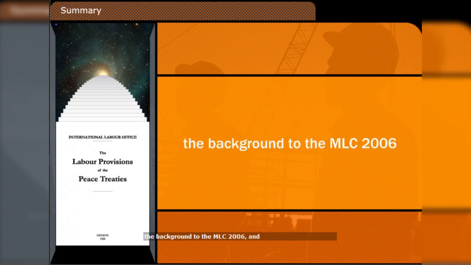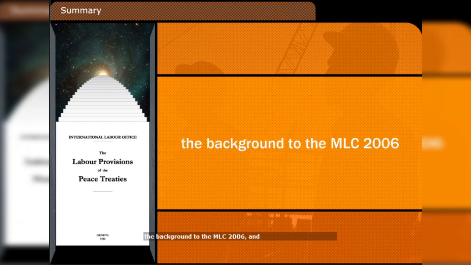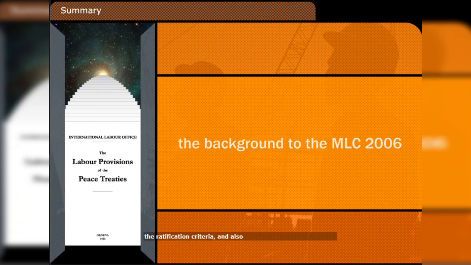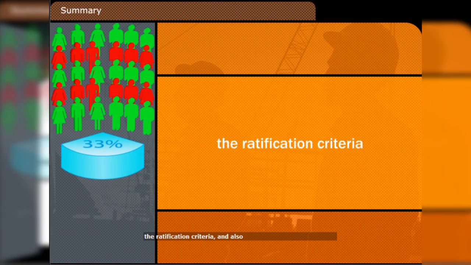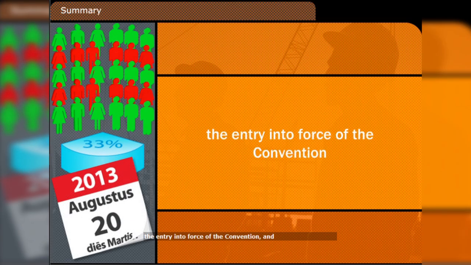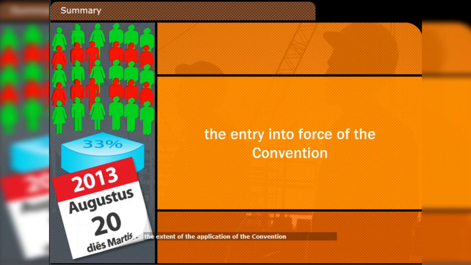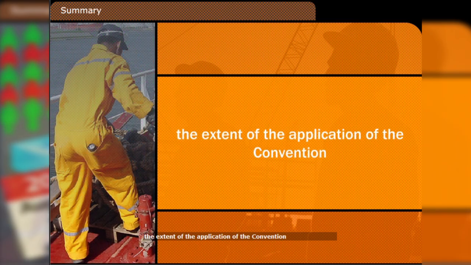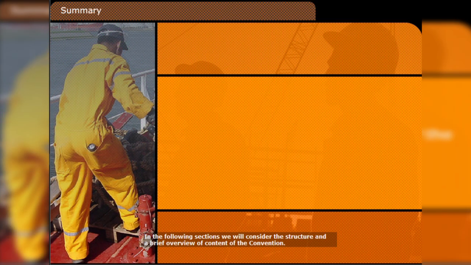In this chapter, we have considered the background to the MLC 2006 and the ratification criteria, and also the entry into force of the Convention and the extent of the application of the Convention. In the following sections, we will consider the structure and a brief overview of content of the Convention. Before moving on to the next chapter, you should complete the following self-test questions to check what you have learned so far.